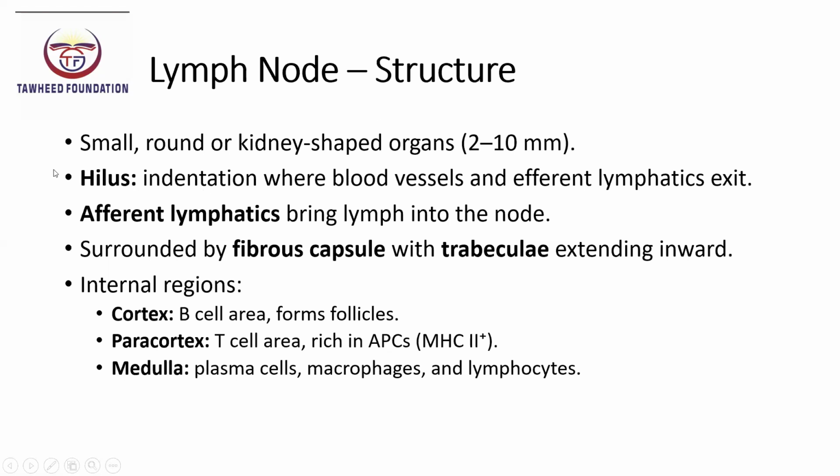So the lymph node is a small round or kidney-shaped organ ranging in size from 2 to 10 mm. The hilus is an indentation where blood vessels and efferent lymphatics exit. Afferent lymphatics bring lymph into the node. It is surrounded by a fibrous capsule with trabeculae extending inward. The internal region contains three parts: cortex, paracortex, and medulla. Cortex, B cell area, forms follicles. Paracortex, T cell area rich in APCs and MHC II. Medulla: plasma cells, macrophages, and some lymphocytes.